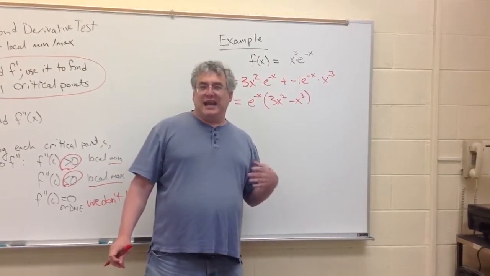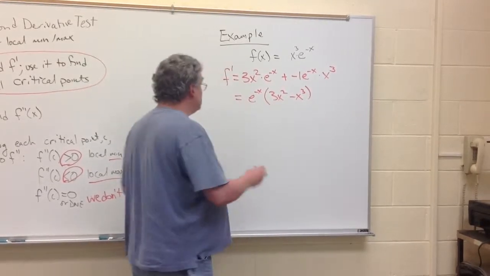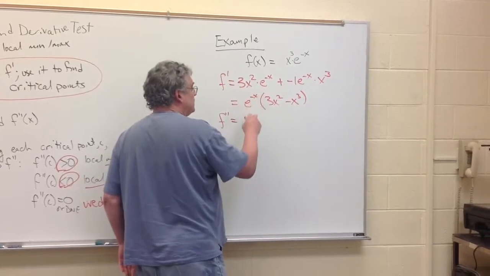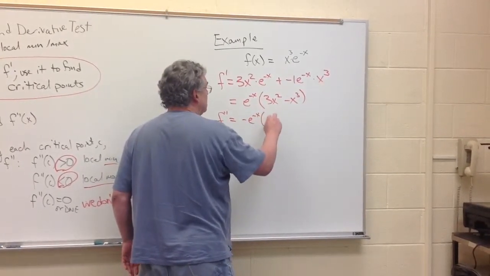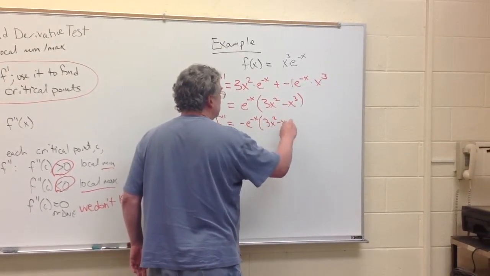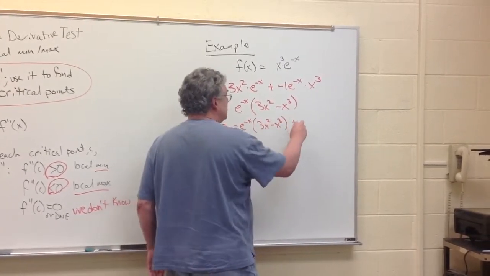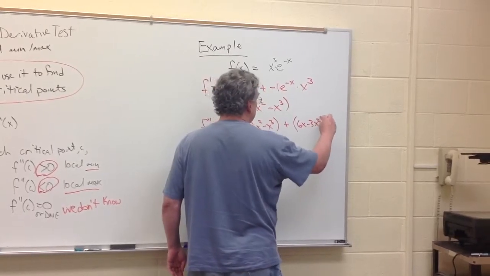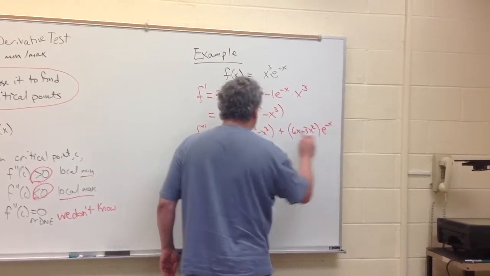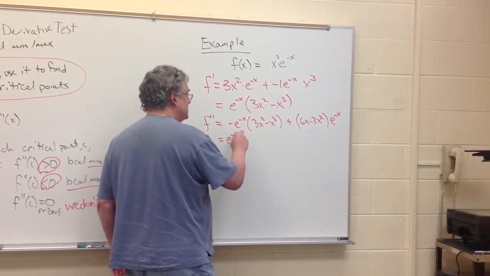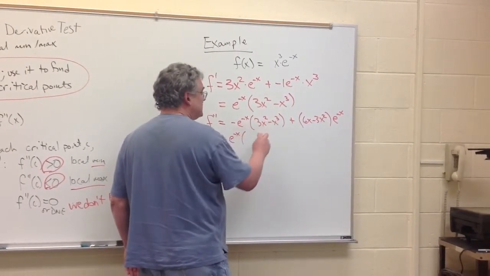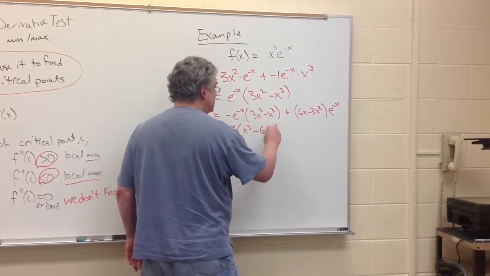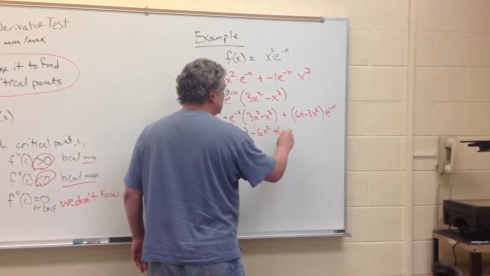I'm not going to need it yet, but I might as well just take the second derivative. So I'll do that right now. The second derivative is going to be derivative of the first one times the second, plus derivative of the second times the first. And again, factoring things, I've got e to the minus x. What do I have? Minus x cubed, minus 3x squared, minus 3x squared, I got minus 6x squared plus 6x.